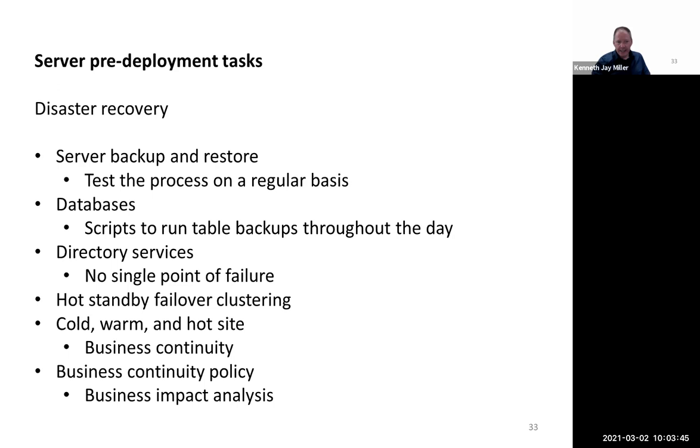Do we have hot standby with our failover clustering? We're going to do a clustering lab where we'll have a file share and a cluster of it set up as a failover, and then we'll fail the first one and see if it flips over to the new one automatically. And how does that affect the user? Well, hopefully the user is unaffected. That's why we put this stuff in place. Do we have cold, warm, and hot sites for business continuity? Do we have an impact analysis that would analyze that?